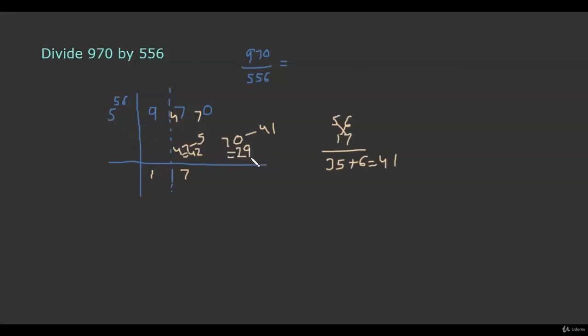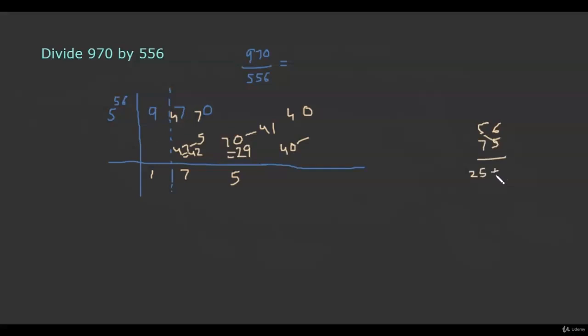And now 5 divides 29 5 times and 4 is the remainder. Now 40 is the next dividend number. From there we have to subtract the crosswise product of 56 and the previous two quotient numbers 75. 5 multiplied by 5 is 25 plus 7 multiplied by 6 is 42, which gives us 67. Again 67 is greater than 40, so we have to take this quotient as 4. So instead of 5, now we will be taking the quotient as 4.